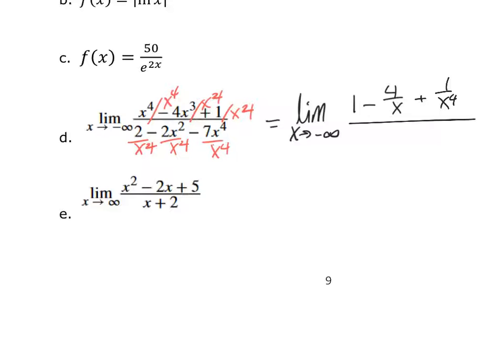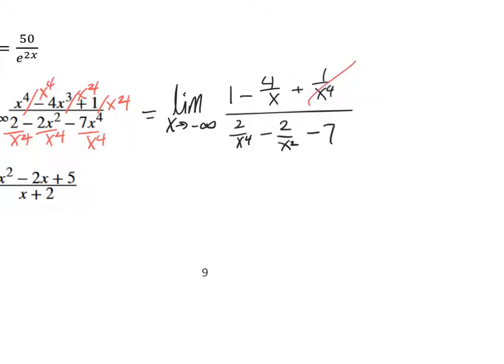In the denominator, I'm going to get 2 over x to the 4th minus 2 over x squared minus 7. Now I'm going to let x run to a very large number, which means I'm dividing each of those terms that has an x in the denominator by a very large number. As x runs to very large numbers, that will equivalently go to 0. This one will go to 0, this one goes to 0, and this one goes to 0. My final answer is going to be 1 over negative 7. So that's where it goes. So 1 over negative 7.